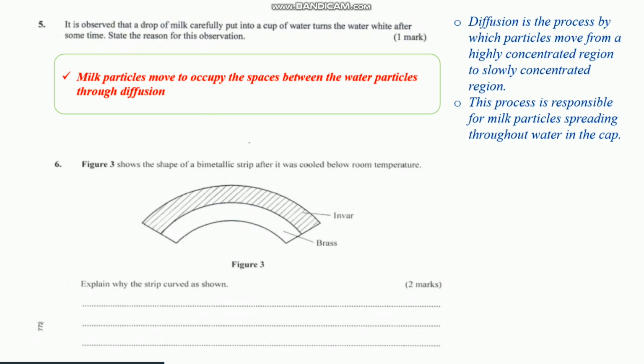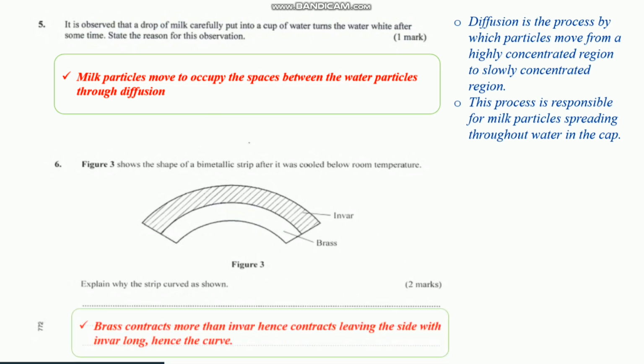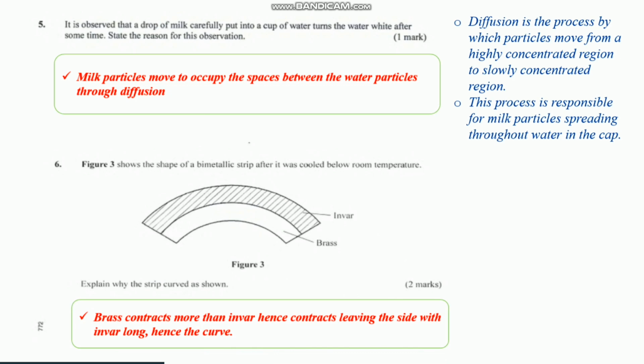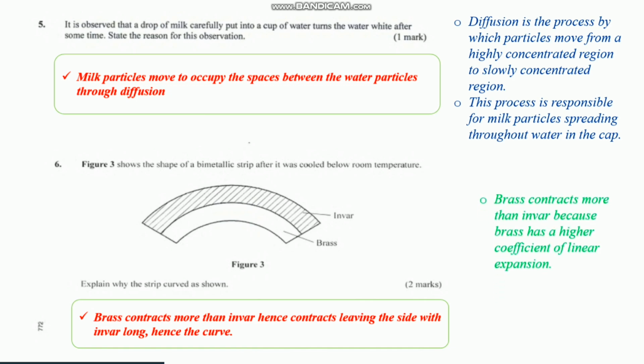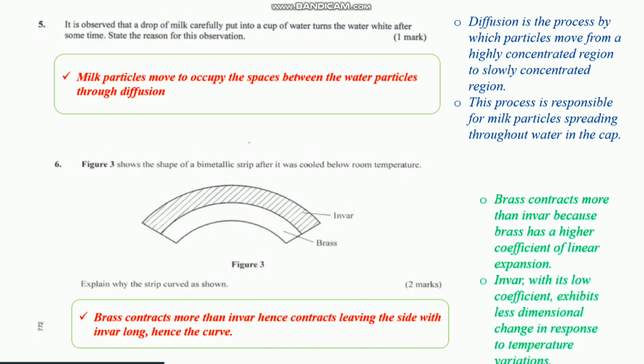So the strip curved because of a difference in linear expansivities. Therefore, the reason is that brass contracts more than invar, leaving the side with invar longer, hence the curve. Brass contracts more than invar because brass has a higher coefficient of linear expansion. When a substance has a higher coefficient of linear expansion, it contracts and expands more than a substance that has a lower coefficient of linear expansion. Therefore, invar with its lower coefficient exhibits less dimensional change in response to temperature variations.